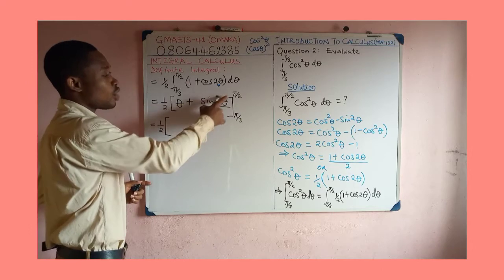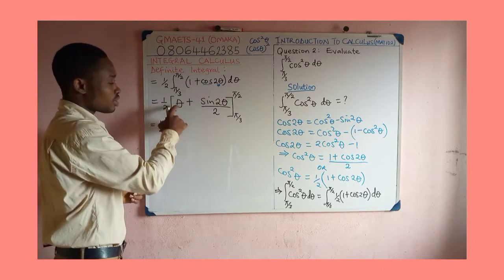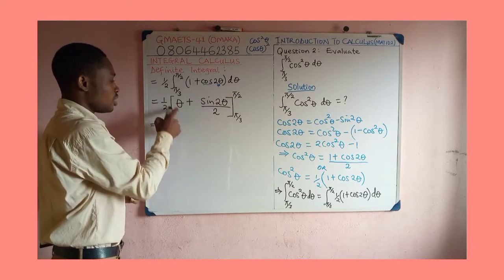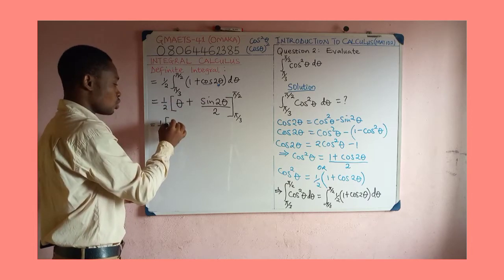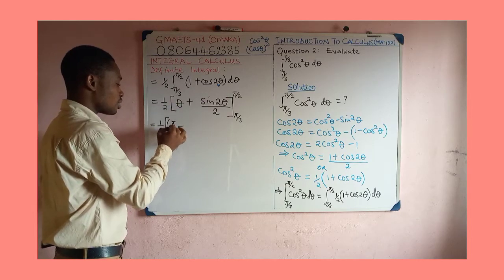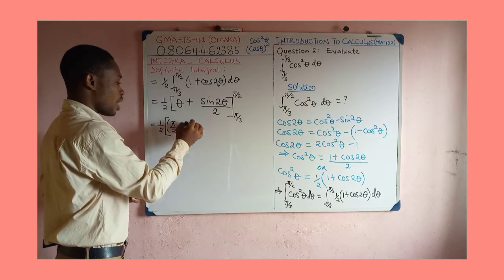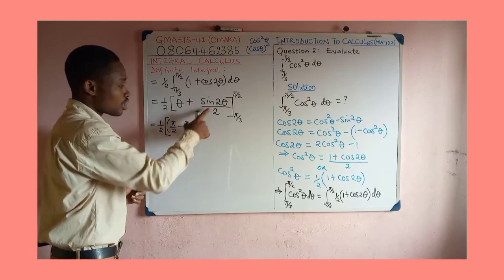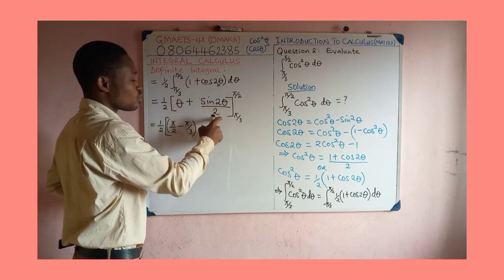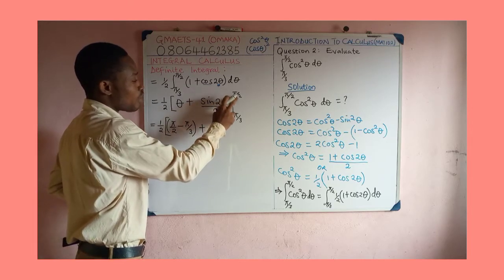In place of this theta, I'll put the upper limit, then minus, in place of this theta, I'll put the lower limit. So in place of this theta, I'll put pi over 2. So that's pi over 2 minus, substitute the lower limit, pi over 3. Then plus, come over here. This is sine 2 theta over 2. Now in place of this theta, you put pi over 2.